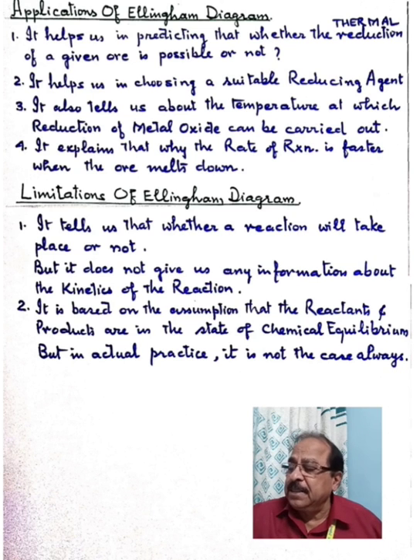Another limitation, which is a limitation of thermodynamics itself, is that this Ellingham diagram is based on an assumption that reactants and products are in the state of a chemical equilibrium. But during the processes, the state of the reaction is never the state of chemical equilibrium.